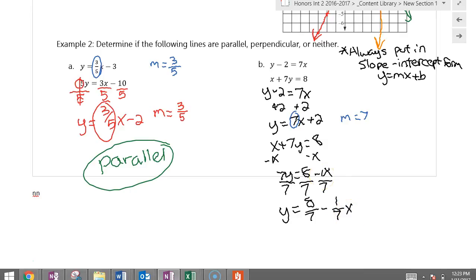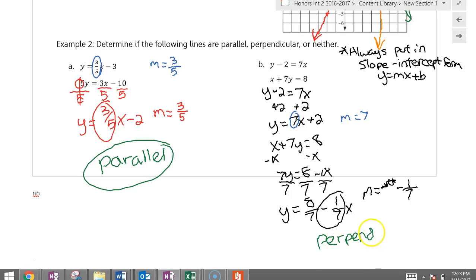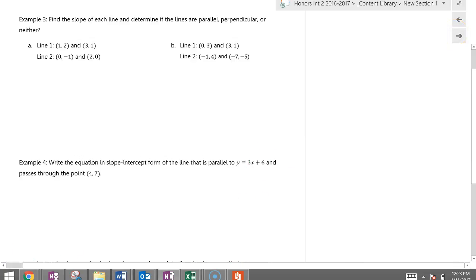Now again, I only care what's in front of my x, and don't forget the sign. So m equals negative 1/7. If I look here, 7 and negative 1/7, those are opposite reciprocals. So these two lines are perpendicular.